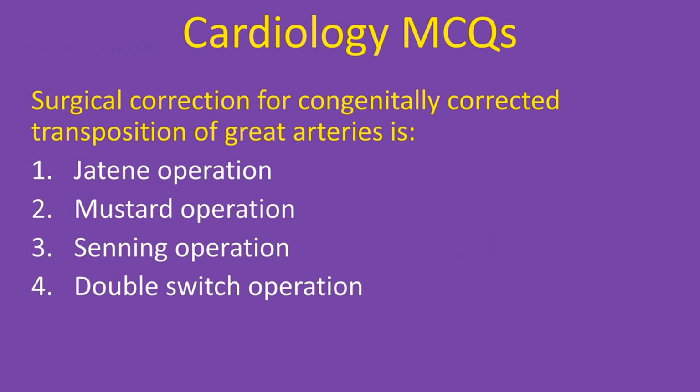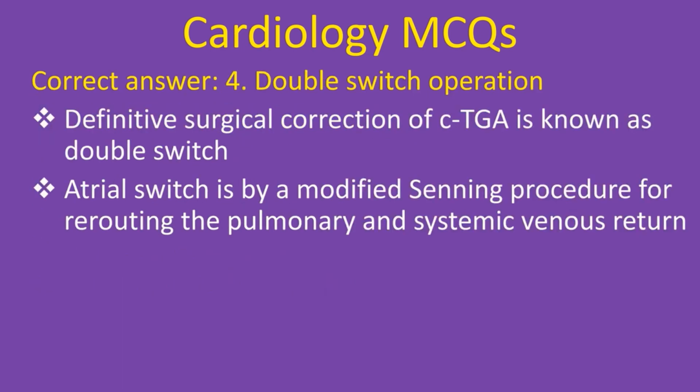Surgical correction for congenitally corrected transposition of great arteries is: 1. Jatene operation, 2. Mustard operation, 3. Senning operation, 4. Double switch operation. Correct answer: 4. Double switch operation.